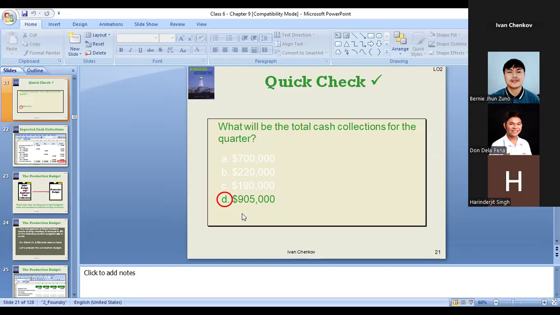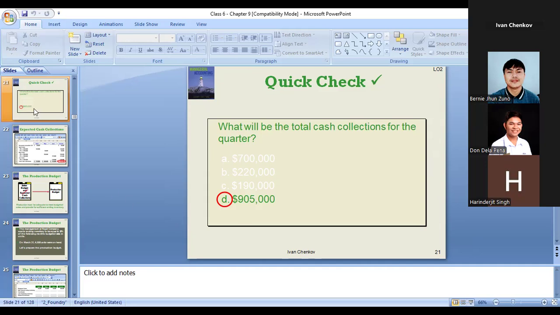So we're done with our sales. We're done with our collection. So we know for the quarter how much our sales are going to be. Our sales are going to be $100,000, and we know how much we're going to collect. We are going to collect $905,000.